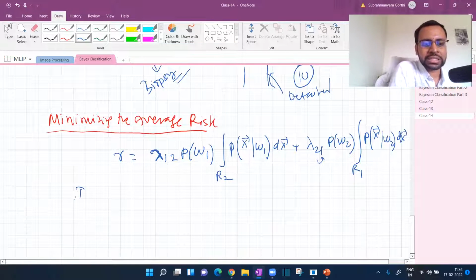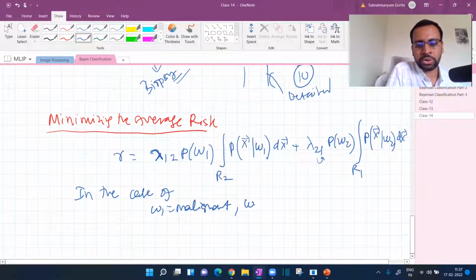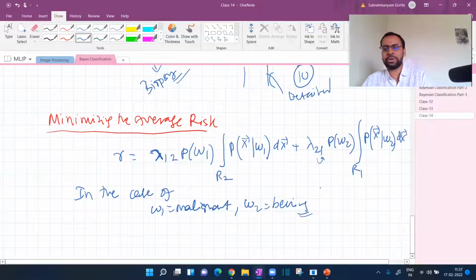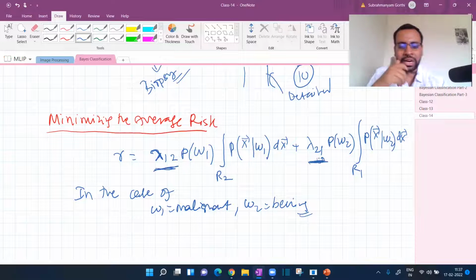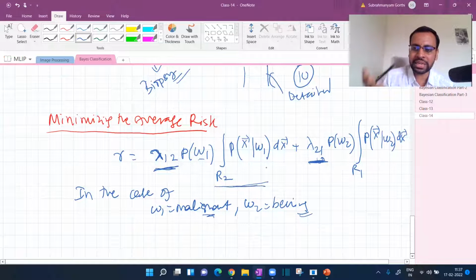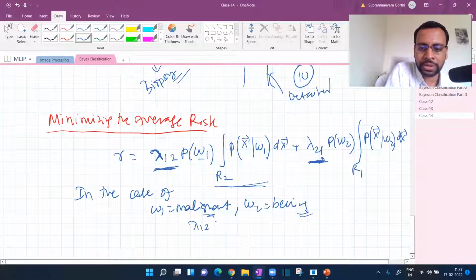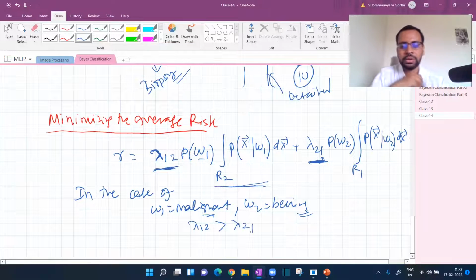Now, in the current case, let's say omega 1 is malignant and omega 2 is benign. Which one among lambda 1, 2 and lambda 2, 1 should be high? Which penalty should be high? See, if something belonging to omega 1, a malignant tumor, has been wrongly assigned to omega 2, this is the error I am getting. This I want to penalize more. So lambda 1, 2 will be greater than lambda 2, 1.